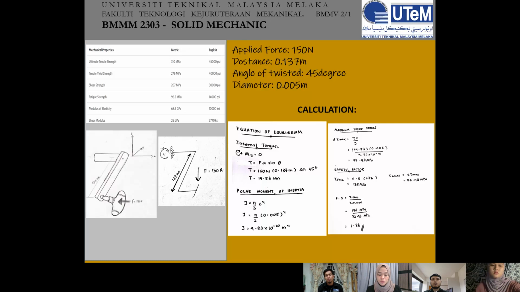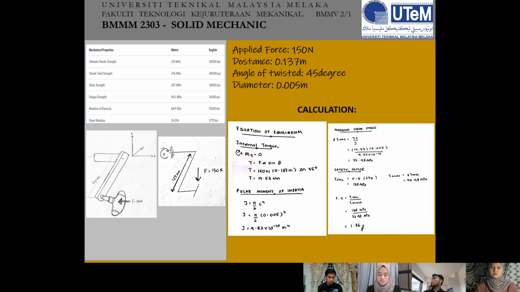For the equation of equilibrium, we assume it is positive clockwise since there is an angle of twist, so the formula is T equals F D sine theta. We substitute the applied force, which is 150 Newton, times the distance or length 0.137 meter, times sine 45, and we get the internal torque of 14.53 Newton meter. Next, for the polar moment of inertia, the formula is J equals pi over 2 times c to the power of 4. The diameter is 0.005 meters, so we get the polar moment of inertia equal to 9.82 times 10 to the power of negative 10 meter to the power of 4.